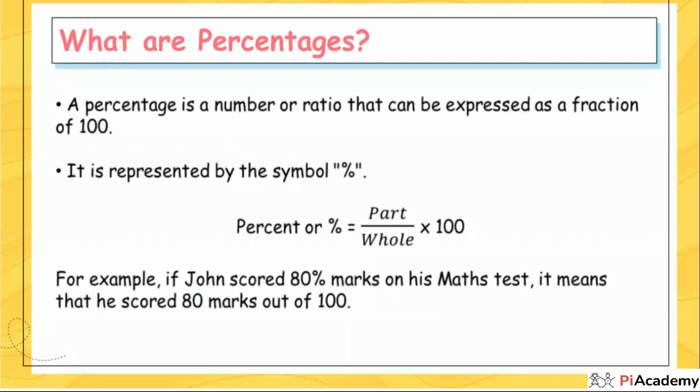What are percentages? Once we have cleared up fractions and decimals, the third one is the percentage. A percentage is a number or a ratio that can be expressed as a fraction of 100. It gives you the idea of how much you have out of 100. It is represented by this sign, the percentage symbol. And this is the formula: if you want to figure out any question, you put in the values of part and whole, and then you multiply by 100.